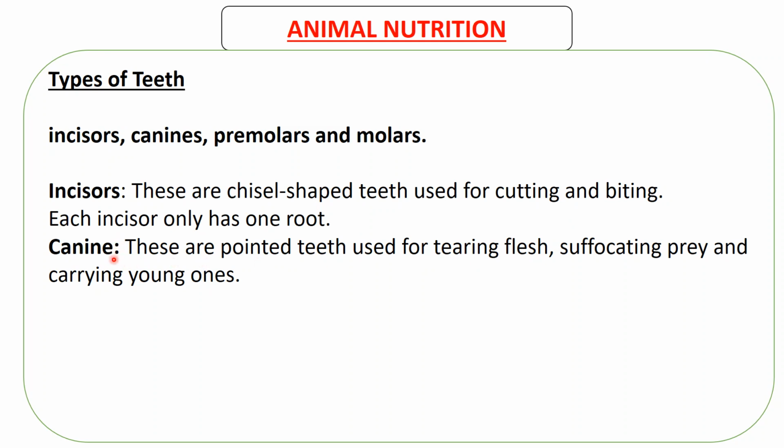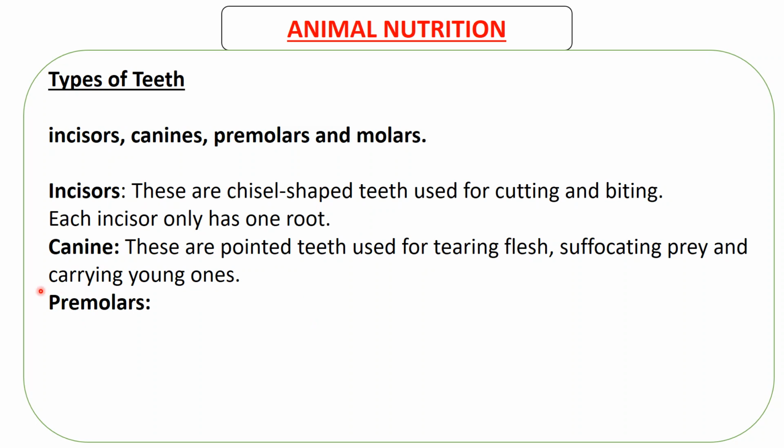For us humans, when you are eating meat which is not that cooked, it's hard to separate meat from the bone or to cut it. When you're eating meat, we use canines just to separate a portion of meat from the whole meat, so that we eat that portion. You can't use incisors because they are not that strong, and they are not designed to tear. They're just designed to cut and bite. So canines are used to tear, suffocate, and carry young ones.